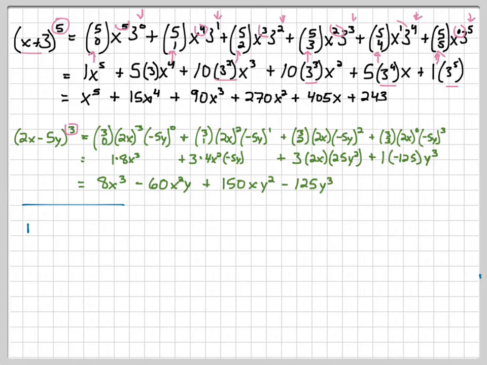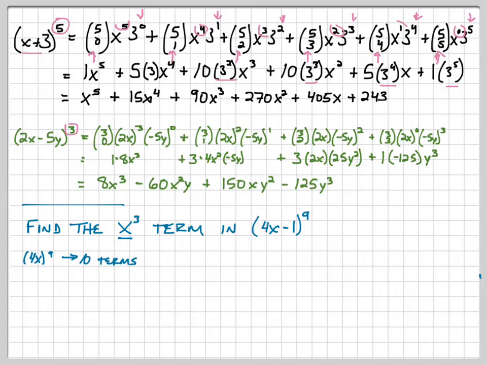All right, so now here's something a little different. I want to find the x cubed term in the binomial 4x minus 1 to the 9th power. Okay, so now we're going to have to look at the patterns that we've recognized up above. So we're looking for the x cubed term. So we know we're going to go 4x to the 9th power, so we have to figure out which term number this is. Well, if we look above, we have 10 terms if we're taking it to the 9th power. Now, how do I know that?